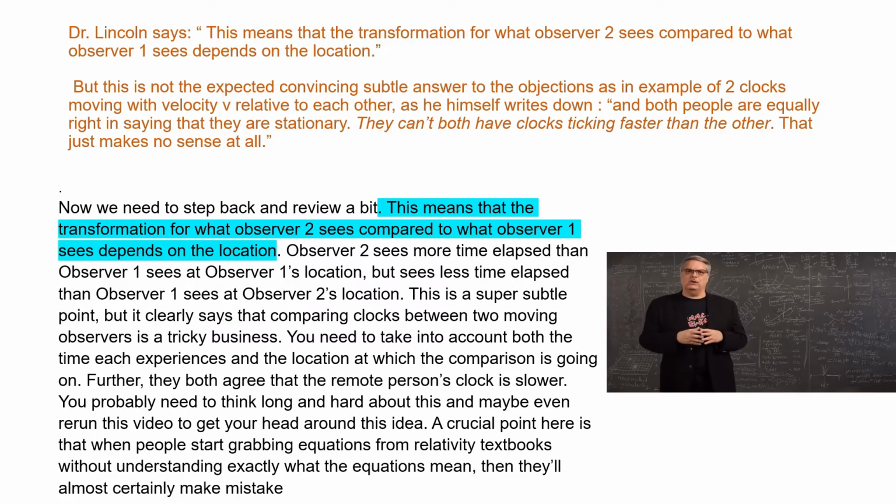This is a super subtle point, but it clearly says that comparing clocks between two moving observers is a tricky business. You need to take into account both the time each experiences and the location at which the comparison is going on. Further, they both agree that the remote person's clock is slower. You probably need to think long and hard about this and maybe even rerun this video to get your head around this idea. A crucial point here is that when people start grabbing equations from relativity textbooks without understanding exactly what the equations mean, then they'll almost certainly make a mistake.